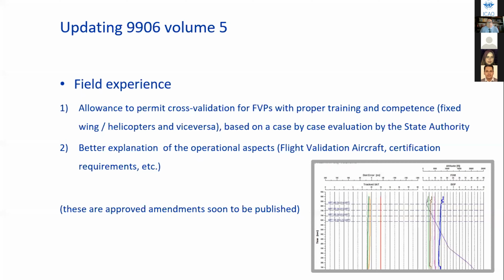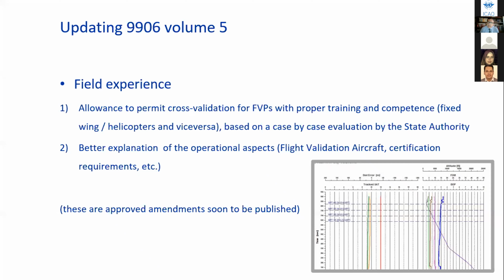So there are these 2 points coming from field experience. The first one is an allowance to allow states to permit cross validation. That means that if you are a fixed wing pilot, the state can approve you to do flight validation of instrument procedures. And of course, it may happen also the opposite case. If you are a helicopter pilot, you can provide validation services for fixed wing procedures. Why did we have this necessity?